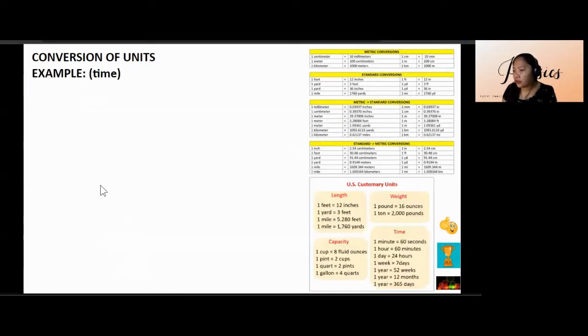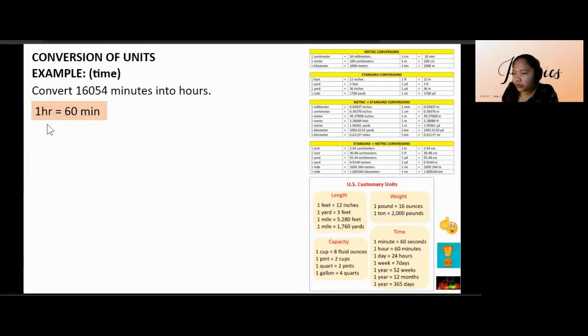So we have here time, 16,054 minutes into hours. So this time, we cannot use a metric scale. All we just need to do is to remember the equivalent conversion for minutes to seconds or minutes to hours. So how many minutes are there in 1 hour? We know that for every 1 hour, there are 60 minutes. So we can use this conversion factor.